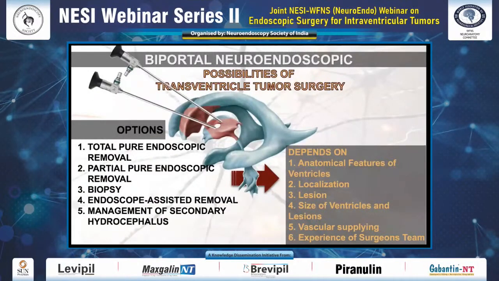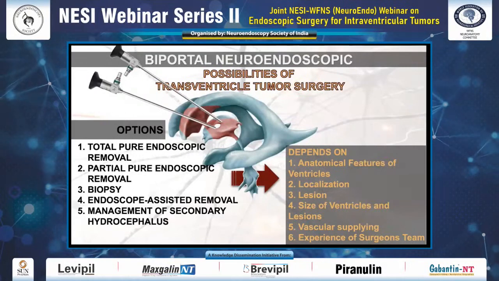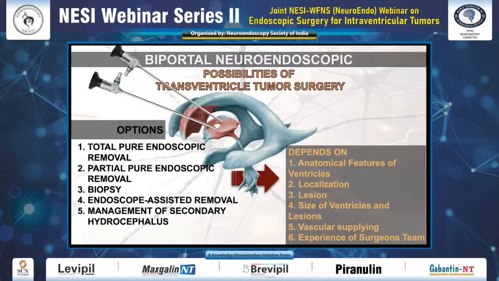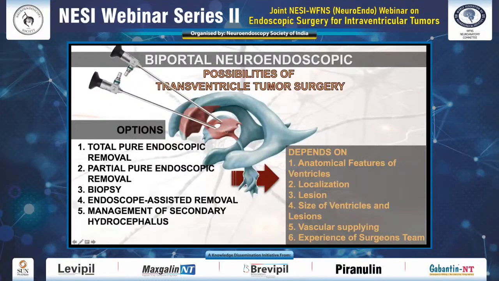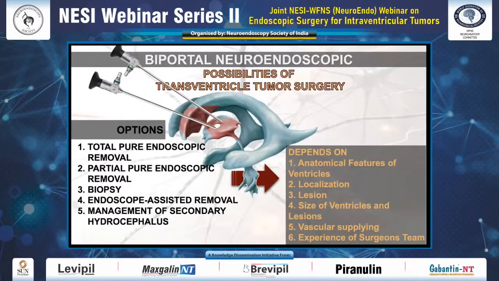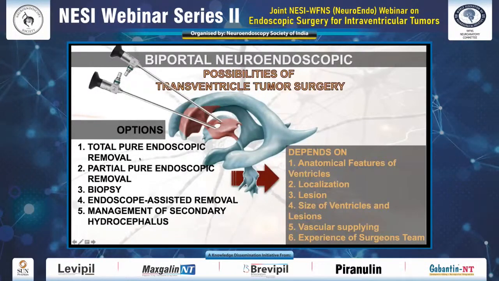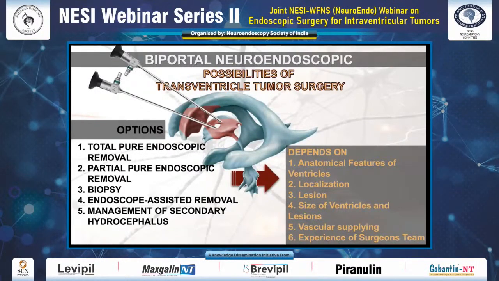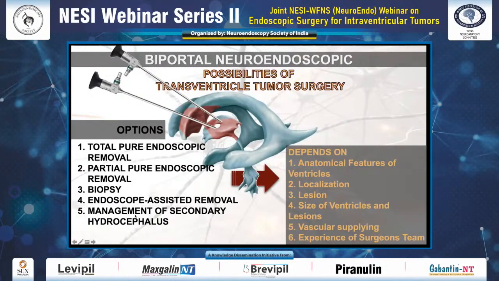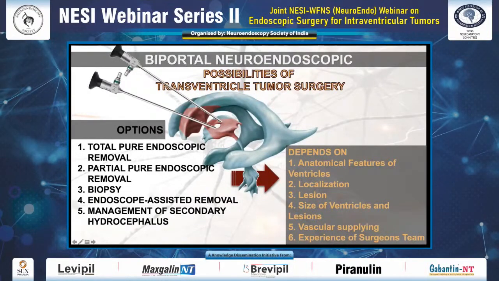Another classification for neuroendoscopic surgery of ventricular tumors is the options. What options are possible in this kind of surgery? The first and main options for really minimally invasive neurosurgery are total pure endoscopic removal, partial pure endoscopic removal, biopsy, endoscopic-assisted removal, and the management of the secondary hydrocephalus. These are the main options in this kind of surgery.